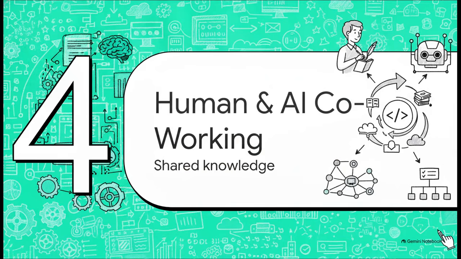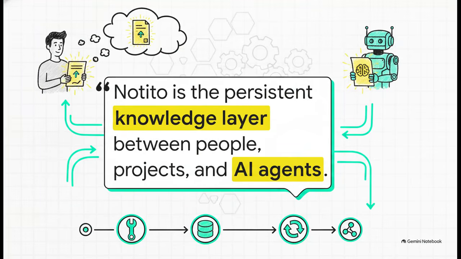Let's move to section 4, human and AI co-working, and how we share canonical knowledge. The foundational product thesis of Notito is beautifully captured in this quote. Knowledge should be equally usable by the person who created it and by the AI agents they explicitly authorize. By forcing both humans and machine agents to read and edit the exact same canonical Markdown text, Notito completely avoids the trap of creating this invisible, diverging AI memory that the human can't easily inspect.